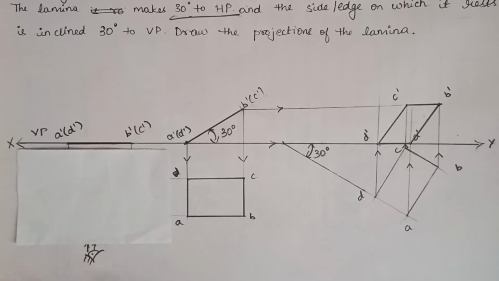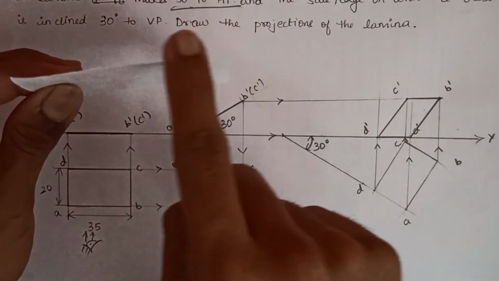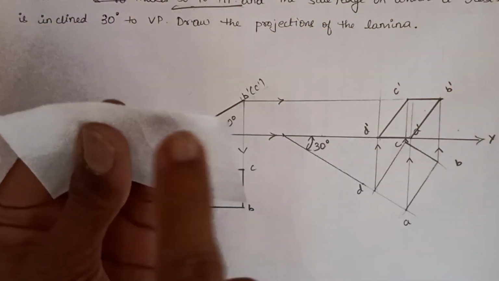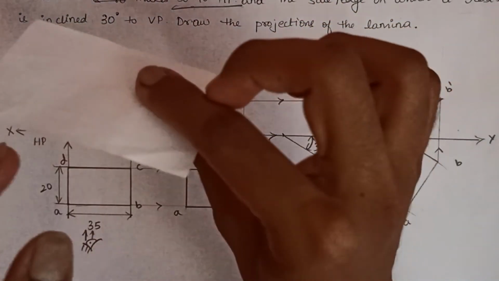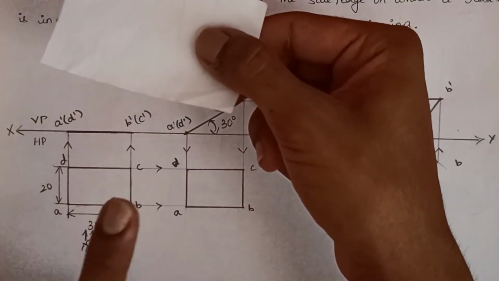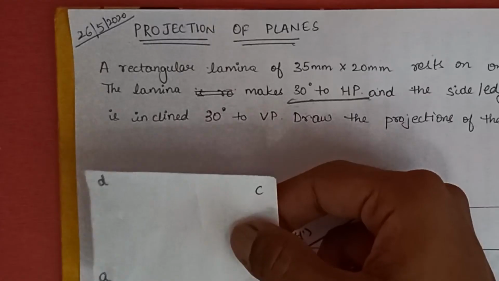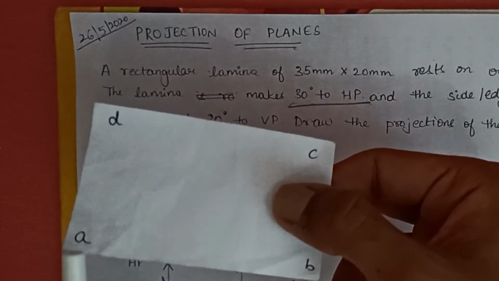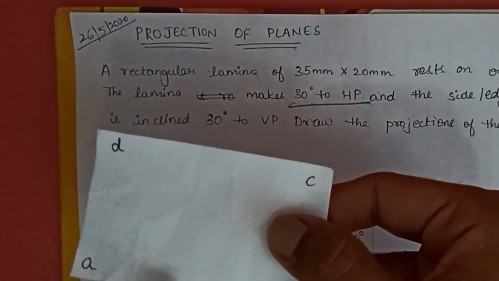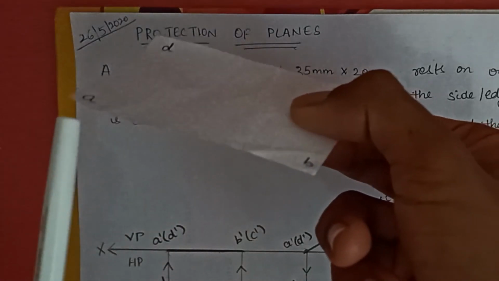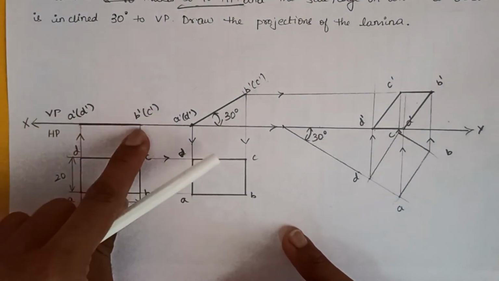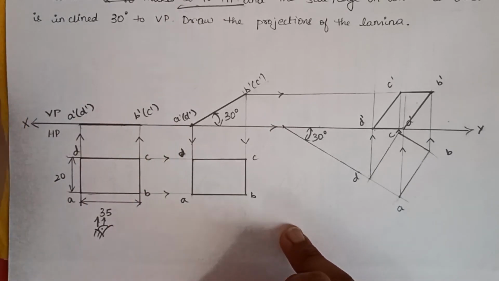The observer is looking from this direction. Now he only sees this part of this plane figure, that is the A and B part. D and C is masked from the observer. Since the observer is looking from this direction, the points D and C will be masked, and he can only see AB. He can only see the edge AB. That is, he can only see this edge. So I'm writing A dash bracket D dash, B dash bracket C dash.